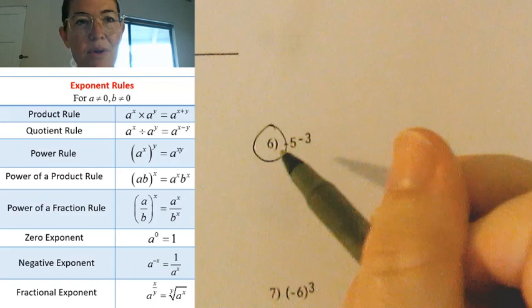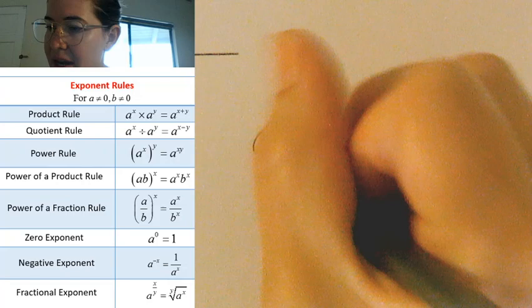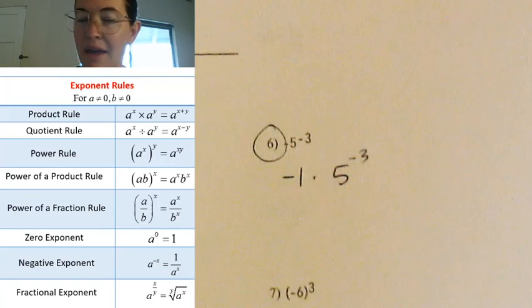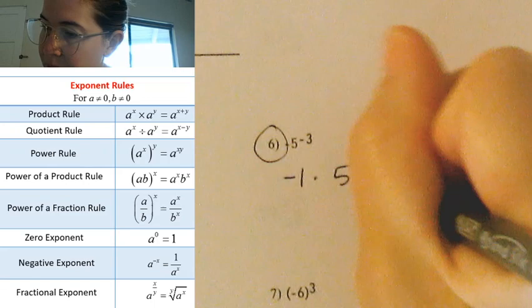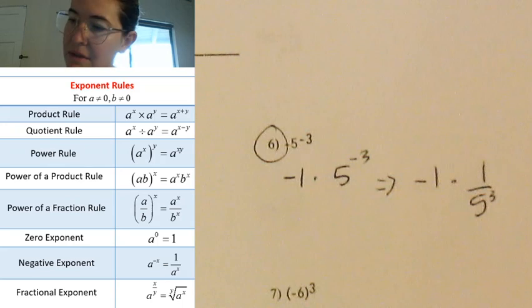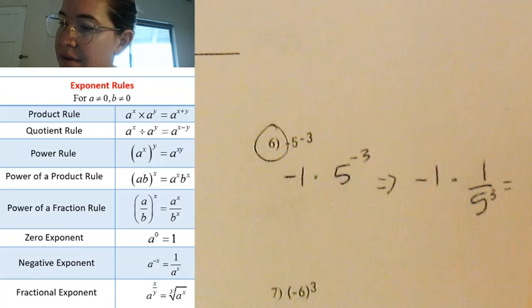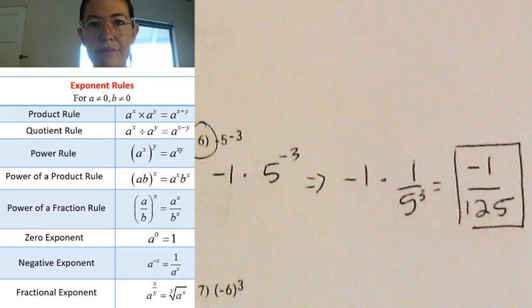So remember that negative, since it's not in parentheses, isn't really associated. In fact, I'm gonna just write that as a negative one times 5 to the negative 3, just to keep that negative 1 over there. All right, and then that 5 to the negative 3, I call it the magic elevator button, boop, it's going to go down. So we're going to have negative 1 times 1 over 5 cubed, and then that's going to be a negative 1 over 5 times 5 is 25 times 5 is 125. There's my final answer. All right, next one, number 9.